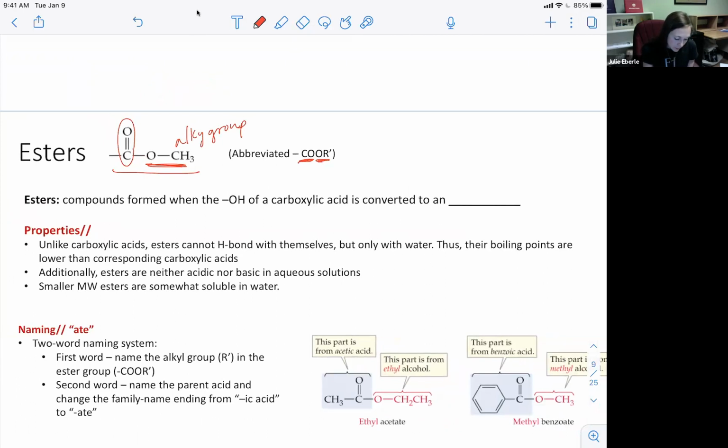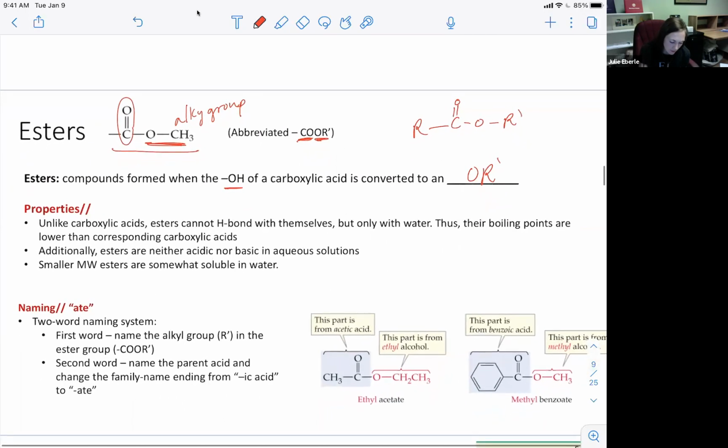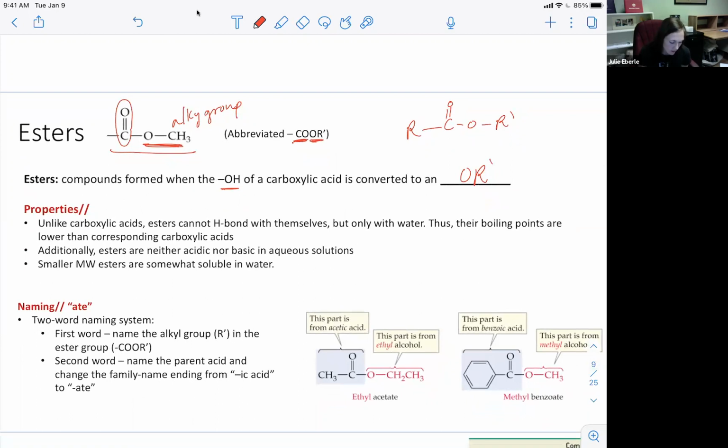Okay, these are compounds formed when the OH of a carboxylic acid is converted to an OR, some sort of alkyl group. And I'm just putting the prime there to indicate that this R group does not have to be the same. So we got O and then we got some sort of R group. It does not have to be the same as whatever the R group on this side is. There's another carbon group on that side. And those 2 things don't have to be the same. They could be different. So that's why I put a prime on one and no prime on the other.